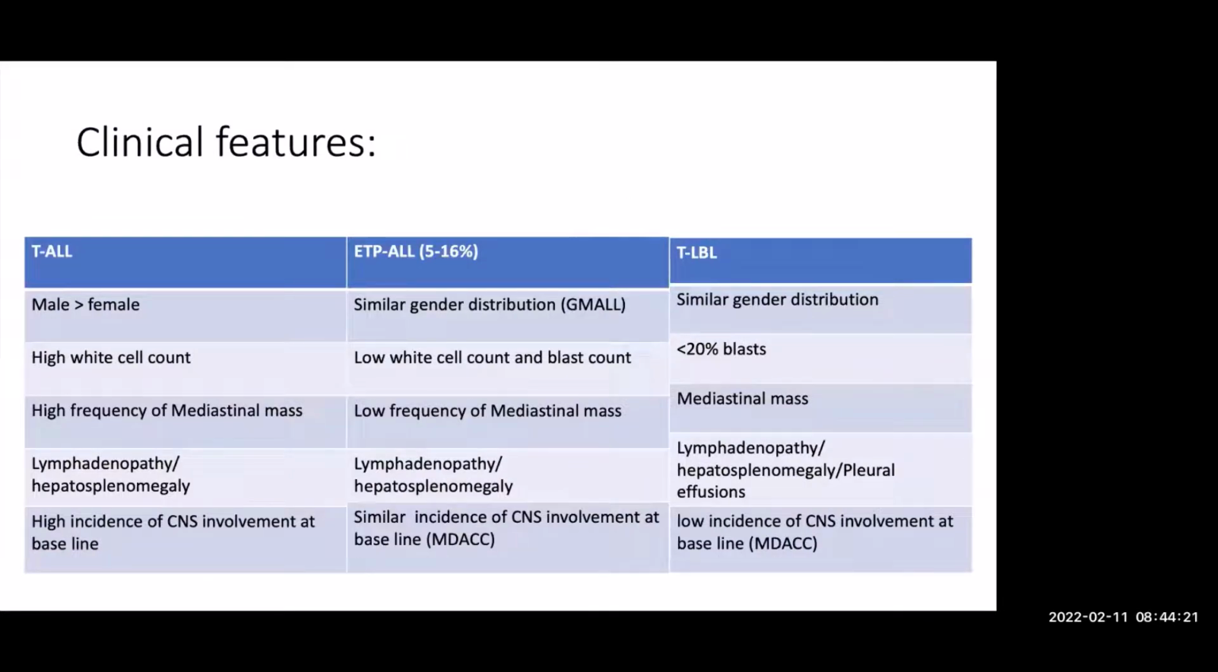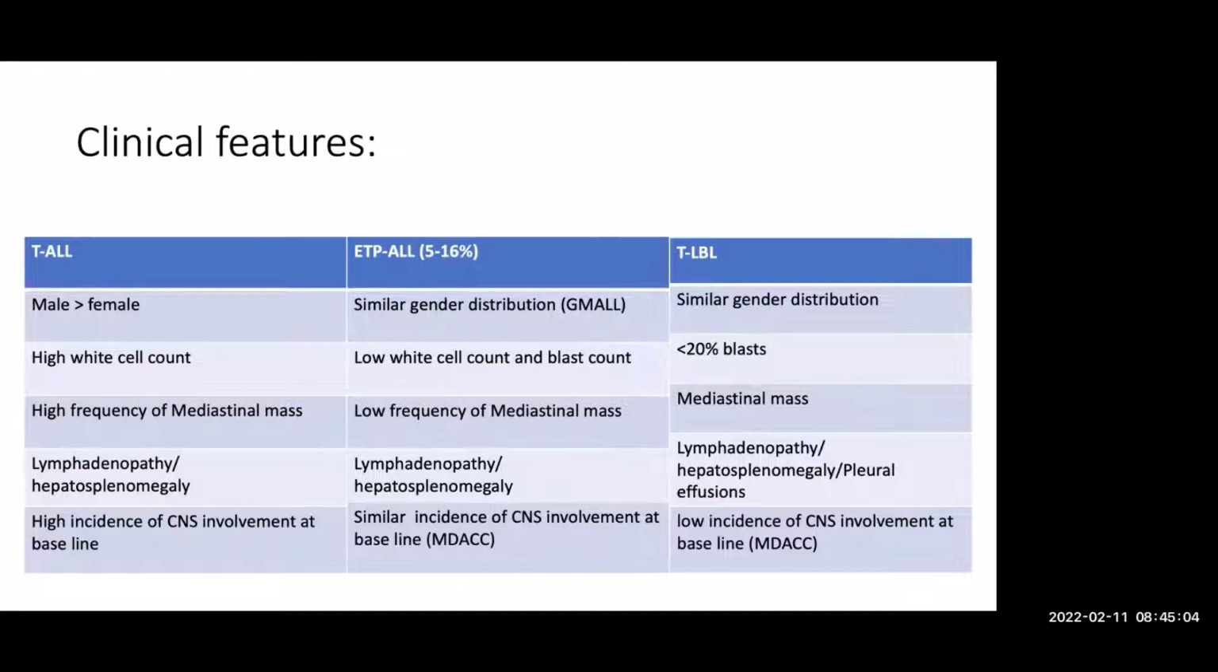Coming to the clinical features of T cell leukemias, we can see the differentiating features between T acute lymphoblastic leukemia, ETP-ALL, and T lymphoblastic lymphomas. All these subgroups have male predominance, and T lymphoblastic leukemias present with a high white cell count. In contrast, ETP-ALL has a low white cell count and low blast percentage, and T-LBL predominantly presents with a mediastinal mass, and bone marrow involvement is usually less than 20% blasts, and all present with hepatosplenomegaly and lymphadenopathy.